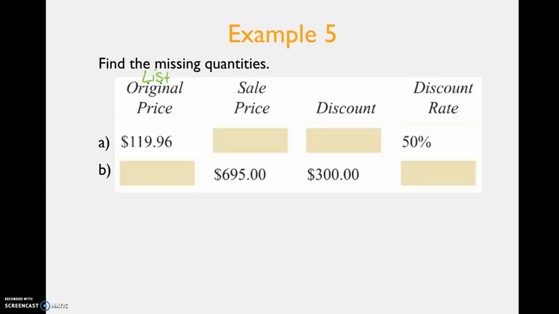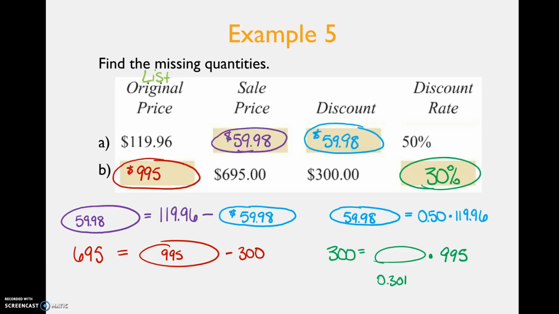Pause the video. Pause it. Okay, so this is a big mass of colors. I'm kind of hoping that you can see the thought patterns, but I started with sale price equals original list price minus the discount. I didn't know the discount, so over here I did discount equals discount rate times the original price. That gave me the discount. Then I could finish this first equation and figure out that my sale price is $59.98.